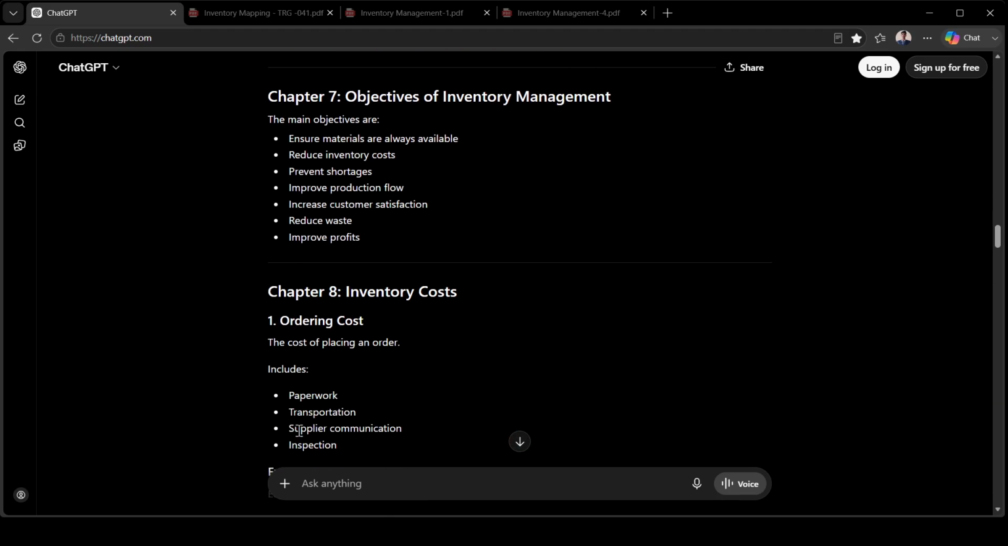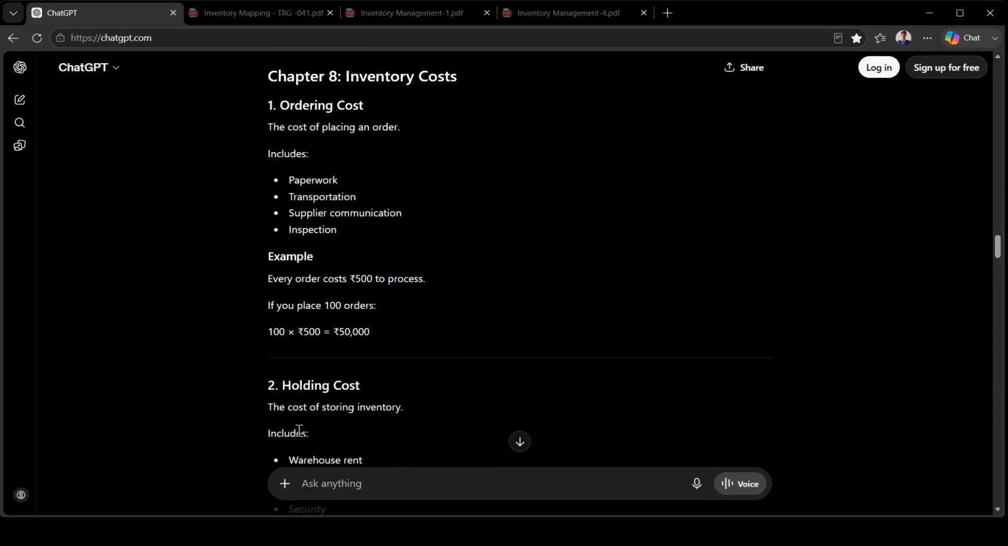Chapter 7, objectives of inventory management. The main objectives are to ensure materials are always available, reduce inventory cost, prevent shortages, improve production flow, increase customer satisfaction, reduce waste, and improve profit. And then chapter 8, inventory cost.